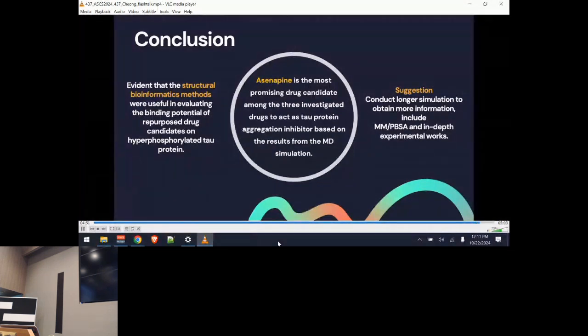Suggestions include conducting longer simulations to obtain more information, including MMPBSA and in-depth experimental work.